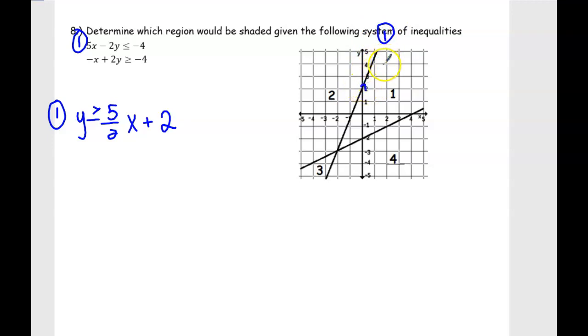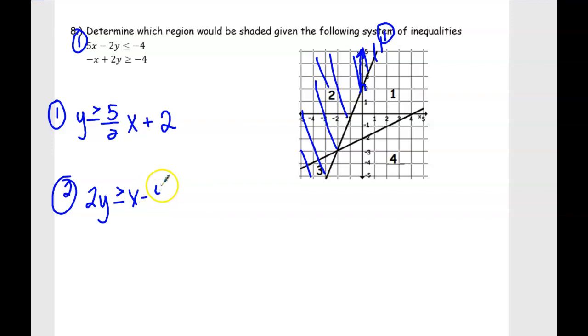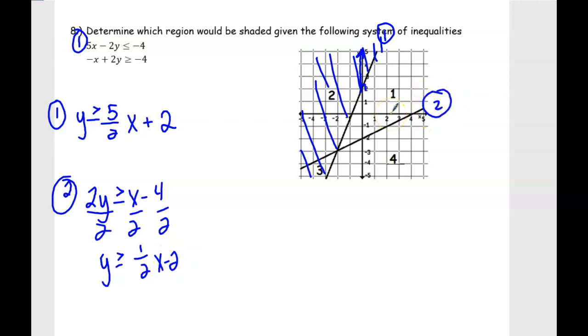So for shading, it's greater than. I look at my y-intercept, so I'm shading this direction with that line. Now the second line here, when we put it into slope-intercept form, we have 2y is greater than or equal to x minus 4, and then we divide by 2. So y is greater than or equal to 1/2 x minus 2.